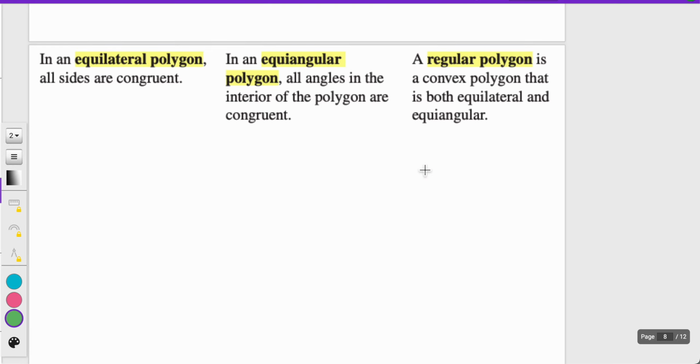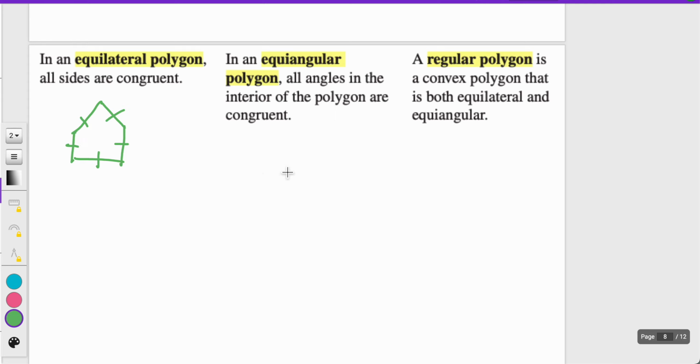The next part just talks about different types of polygons. So we're going to do some sketches here. So we have an equilateral polygon. All sides are congruent. I'm going to do just a pentagon. That's the easiest one to draw. That's not necessarily drawn to scale, but I'm showing that with my tick marks.